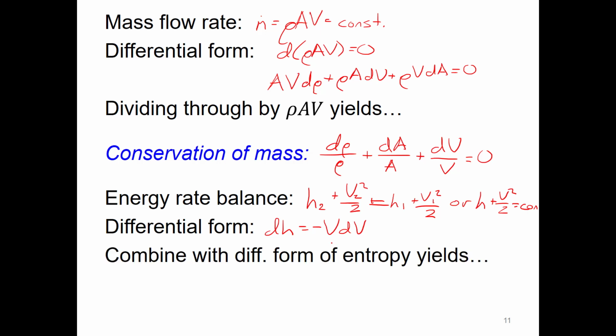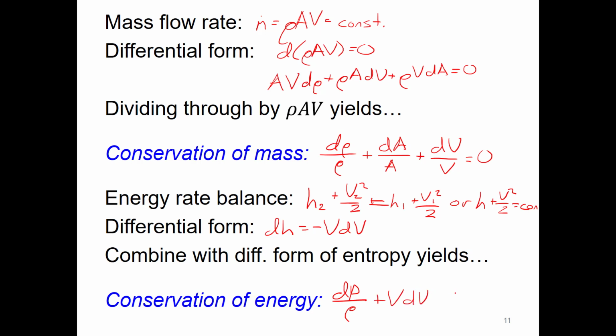And if we combine it with the differential form of entropy, which I'm not going to show you here, there's a discussion in different books that you can look at for that, we come up with our conservation of energy in, again, differential form. dP, the change in pressure over density, plus the velocity times dV equals 0. Hopefully this looks familiar from Bernoulli, except that we've made the assumptions here that we're going to ignore the potential energy and we're ignoring heat loss and work.